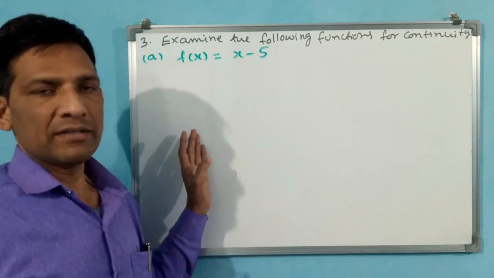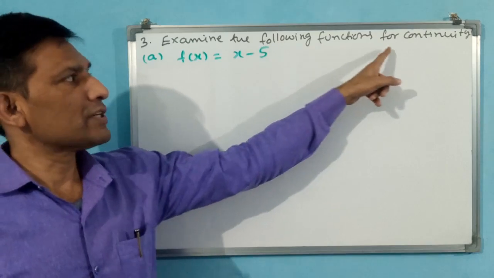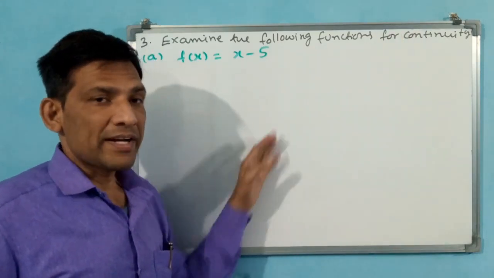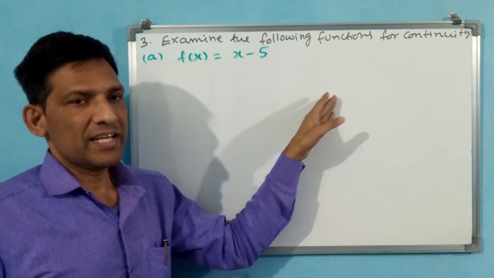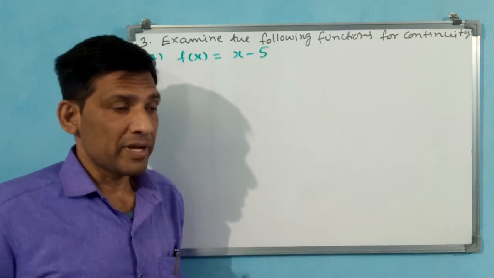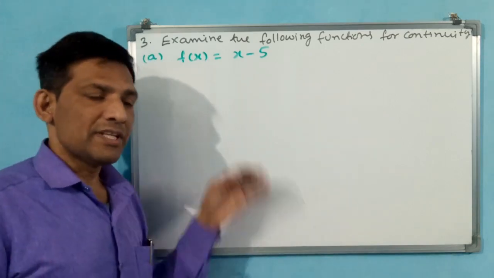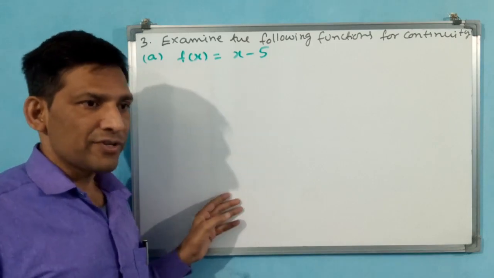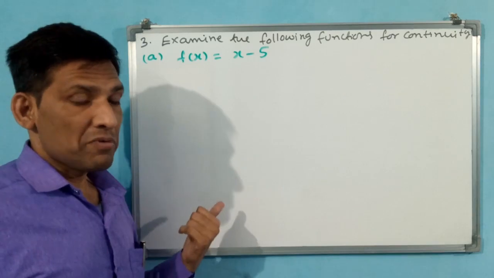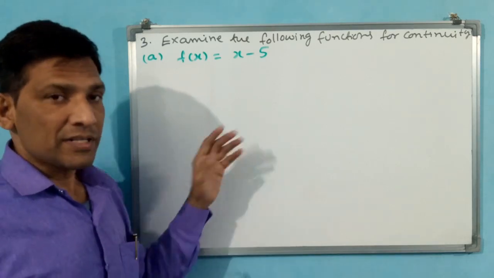First part we have taken, 3A. What they have written: examine the following functions for continuity. Now you see, they are not asking us to find at one particular point, say x is equal to 5 or x is equal to 3. In general, you have to find the continuity. Wherever discontinuity is there, you have to write this function is discontinuous at this point. That means after that point, before that point, the function may be continuous. But here, such conditions we have to find.